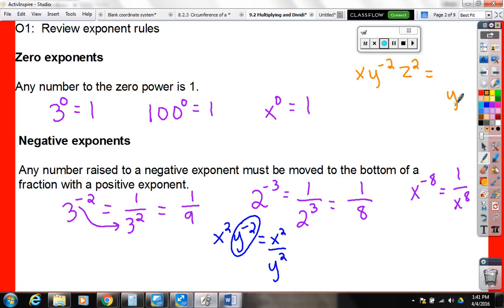Good. And what do I have left on top? x to the power of 1 plus z to the power. Not plus, this is all multiplication. So we just write z squared.